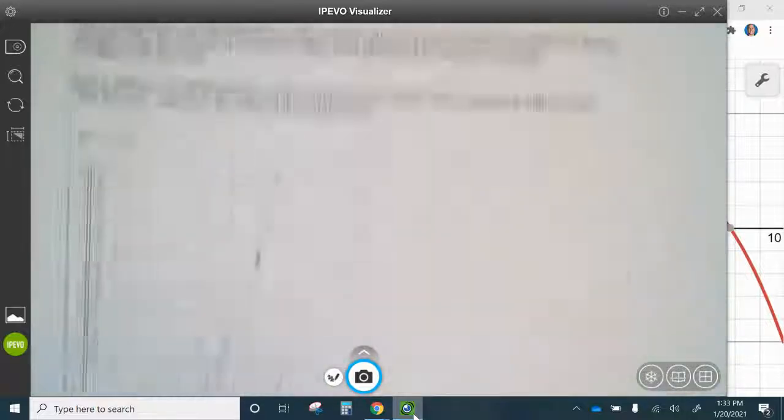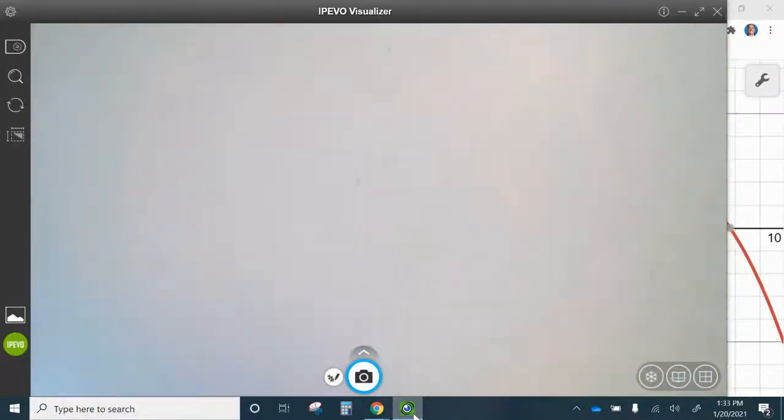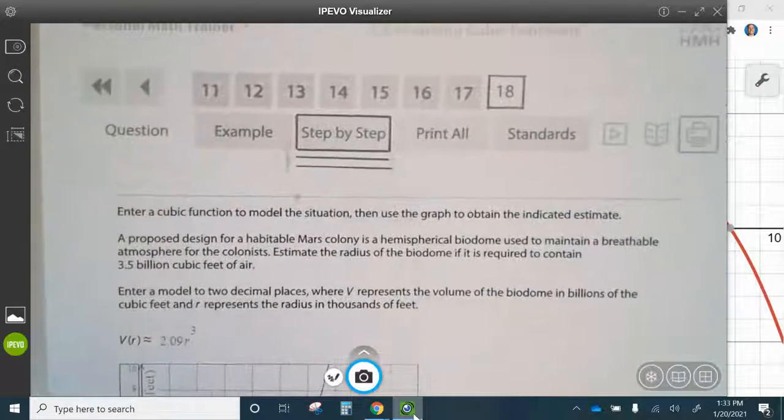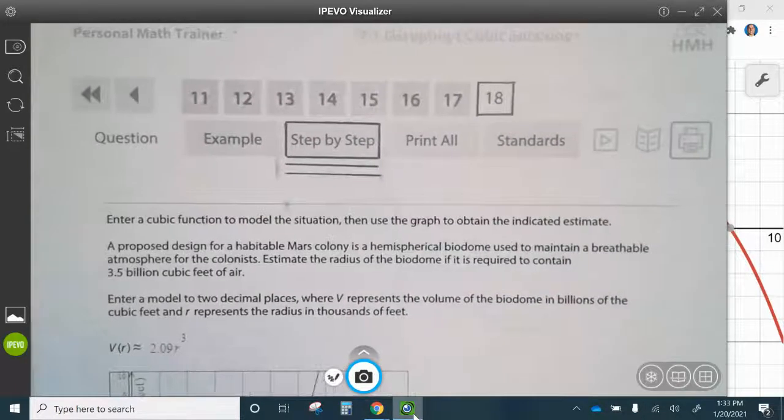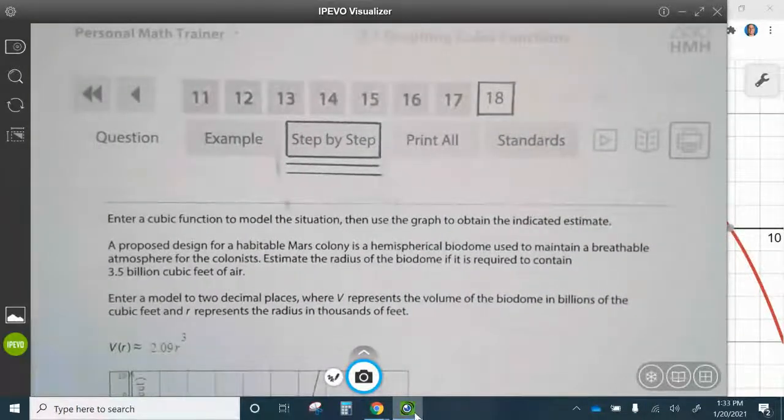All right? And then the best way to understand how to work 18 is to do the step-by-step. Okay? All right, so with that, go ahead and finish up your 7.1 Graphing Cubic Functions assignment, and have a wonderful Wildcat day.